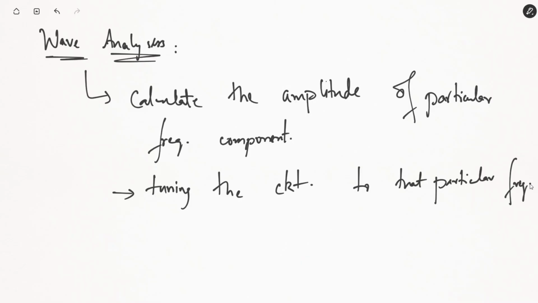So only one frequency component, or a range of frequency components, will be available to us, in which one particular frequency component is significant, whose amplitude we have to find. Fine. So this is what a wave analyzer does. So its basic block diagram, how it looks like, is... Okay, so I was talking about the block diagram. So this will be the basic block diagram of any wave analyzer.